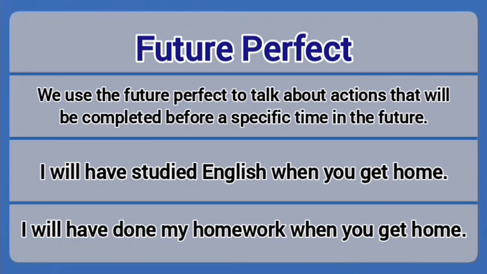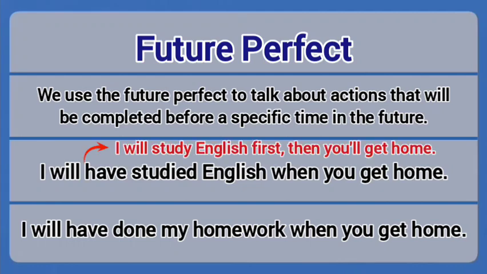The future perfect. The key word is finished. We use the future perfect to talk about actions that will be completed before a specific time in the future. Example, I will have studied English when you get home. It means that I will study English first, then you will get home.